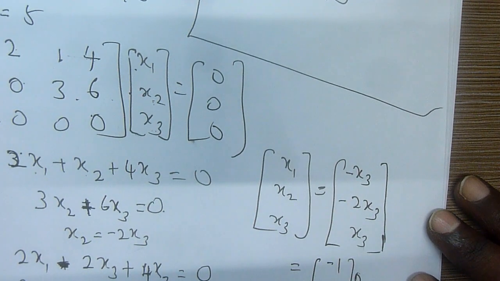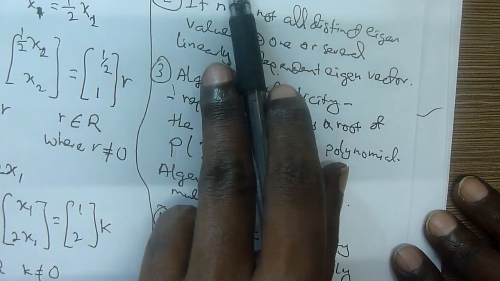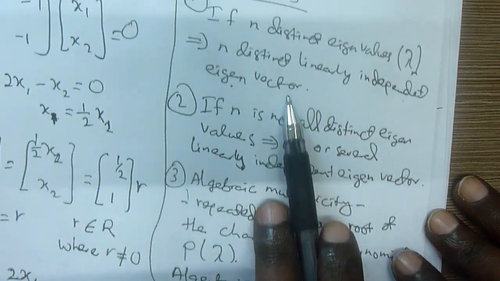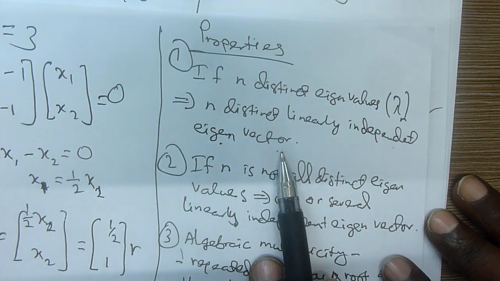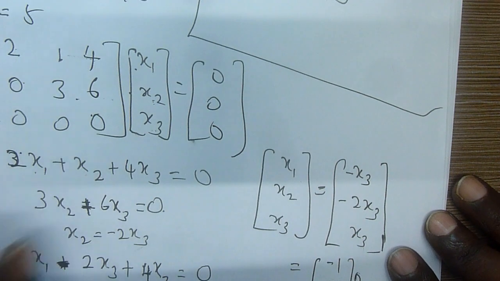As I say, if it is unique, then you're supposed to get different ones. If n distinct eigenvalues, then n distinct linearly independent eigenvectors. In this case, can you see that?